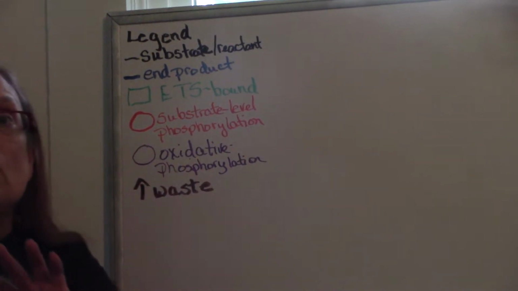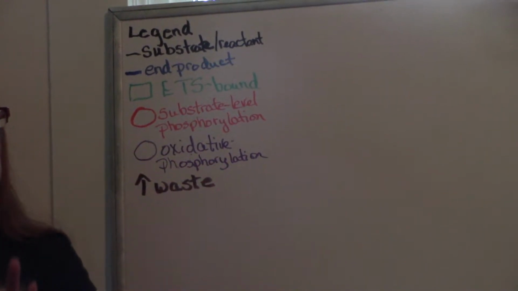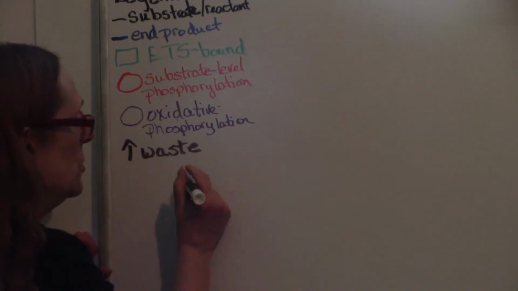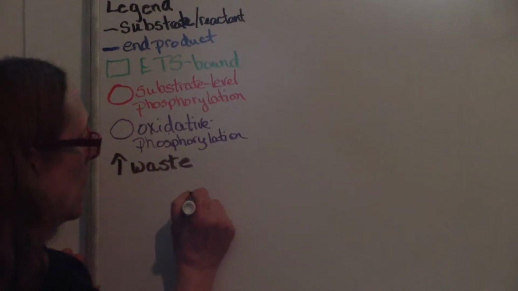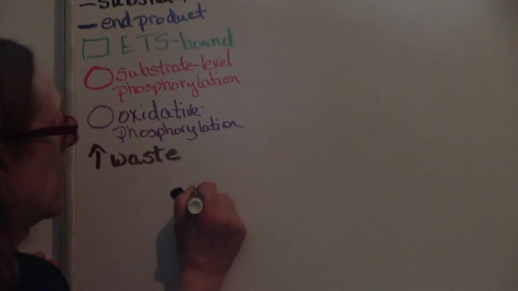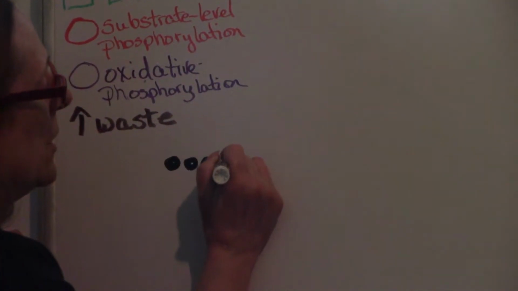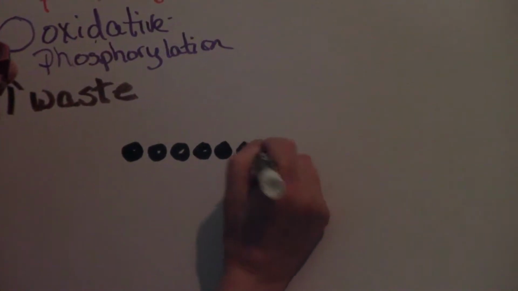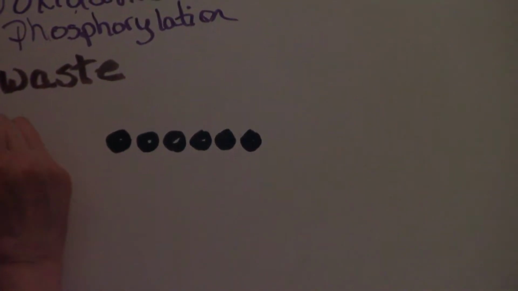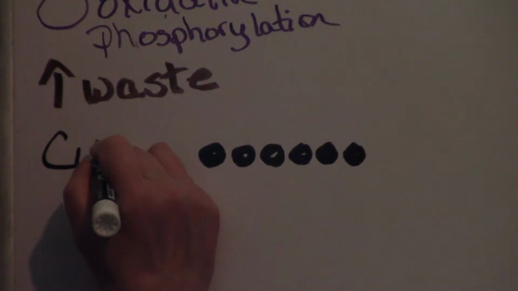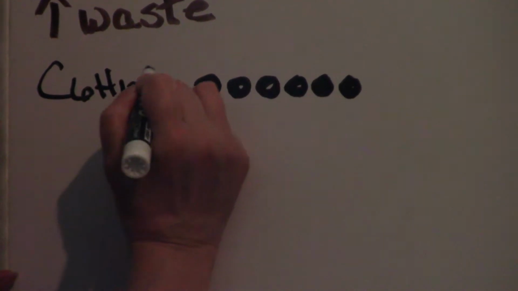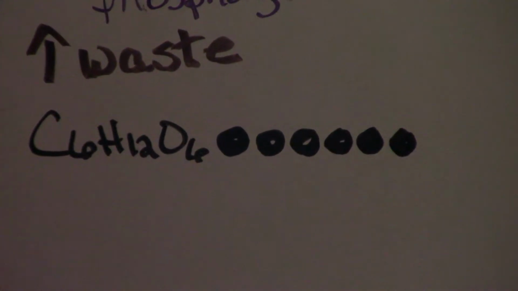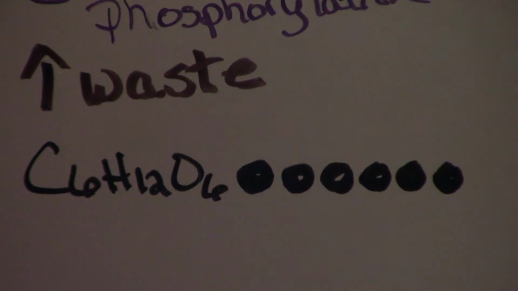Now I am going to oversimplify glycolysis. So what I'm going to do is draw 6 black spheres or circles, okay? These represent C6H12O6, or glucose, a substrate of glycolysis.